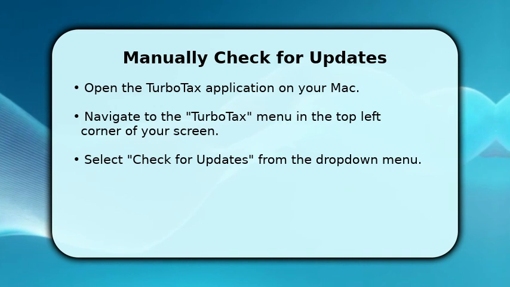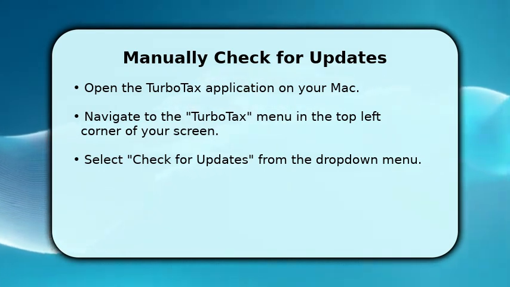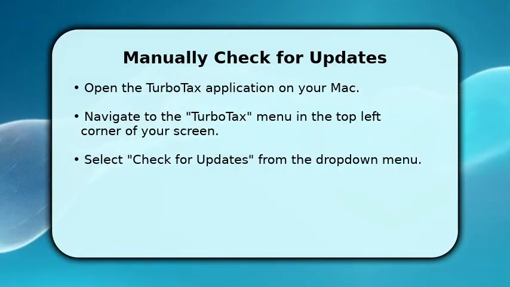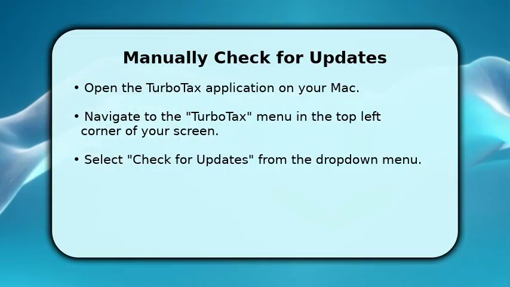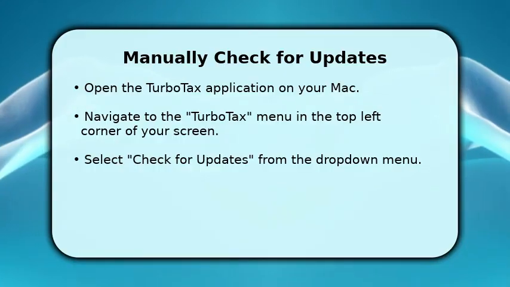First, open your TurboTax application. Then, look for the TurboTax menu located in the top left corner of your screen. Click on it, and from the drop-down menu, select Check for Updates. The program will then guide you through any necessary downloads and installations.